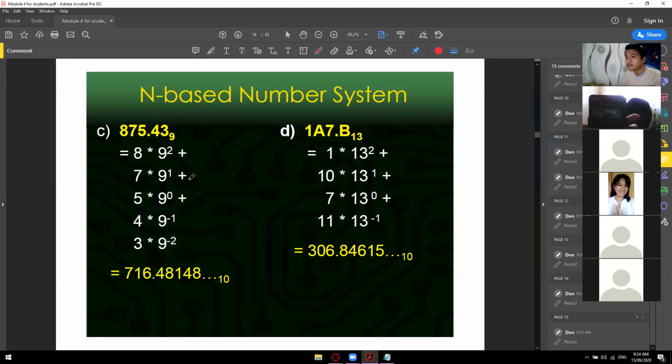Okay? The same with this one. So, baseline lang siya, pero same pa rin. Actually, yung multiplier natin is of course 9. And then negative 1, negative 2, 0, 1, 2. So, line up nyo lang pababa: 8, 7, 5, 4, 3. And then multiply everything by 9, and then yung power na lang. So 8 is raised to 2, 7 is raised to 1, 5 is raised to 0, 4 is raised to negative 1, so negative yan. And then 3 is raised to negative 2. And then just add everything, and then you will get this one.